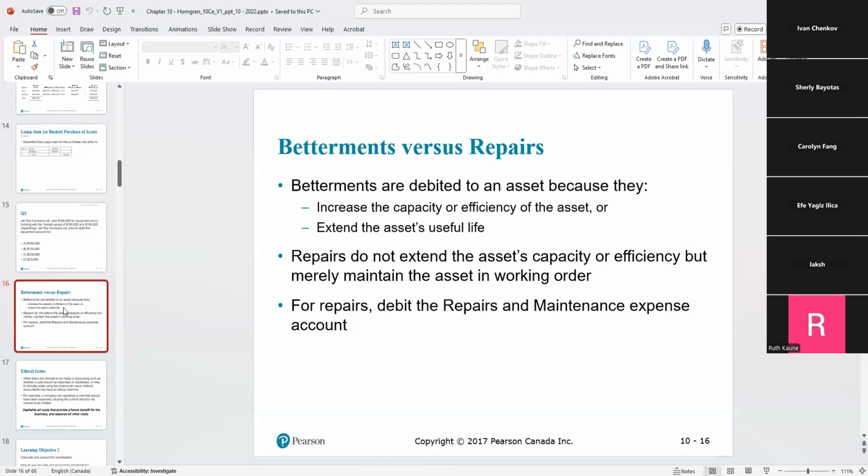Question for you. I bought a car. I have to change my brakes. What's that for me? Is it betterment or repair? Repair. You're correct. Why is it repair? Now justify your answer.